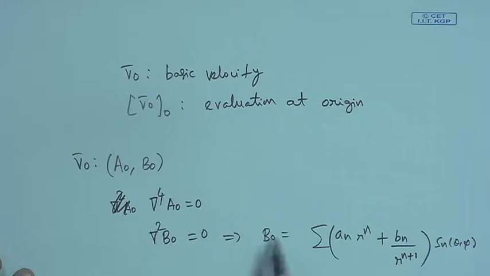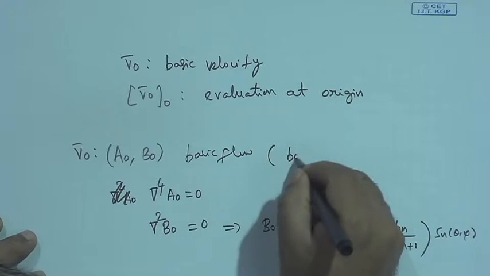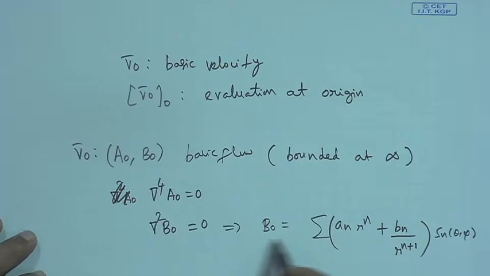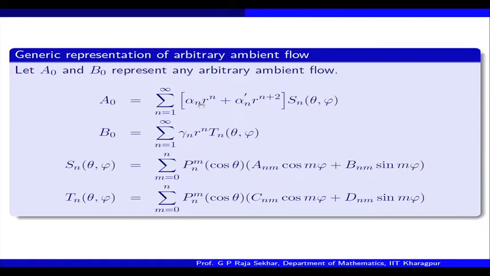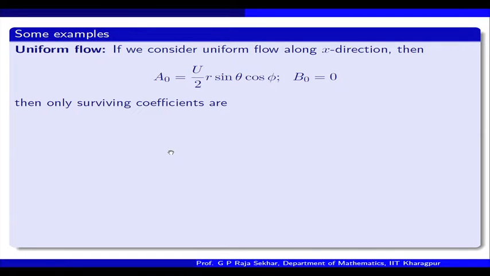But what we are considering represents basic flow, which means this should be bounded at infinity. So, therefore, while considering B 0, I have neglected this term, as shown. Similarly, A 0, which is a basic flow but biharmonic, is this, where S n theta phi and T n theta phi are the surface harmonics representing this. So, if these are the scalars, our problem can be solved in terms of the scalars. How? Let me show you an example.